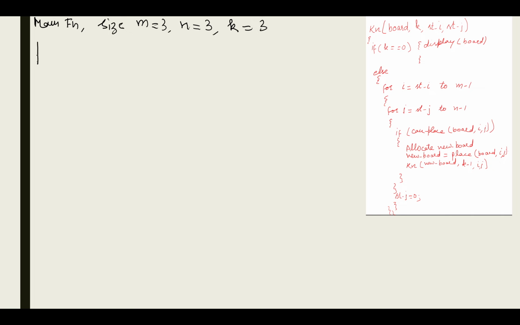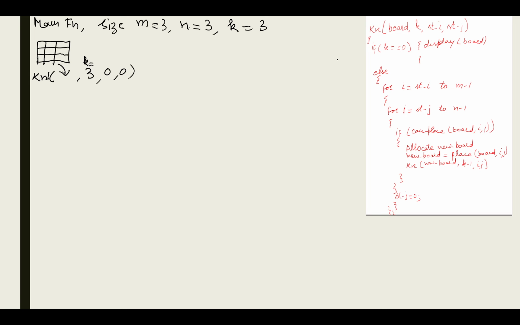So the main function will create a board which is empty and of size 3 by 3. It will call this function, and this board will be passed on. We have to place 3 knights, so k's value is 3, and we have to start from 0 and 0. So remember, STIK and STJ is where we have to start from. So this board is given. Let's call this kn1 just for understanding that this is the first call. Even though the names are the same, just for understanding we are calling it kn1.